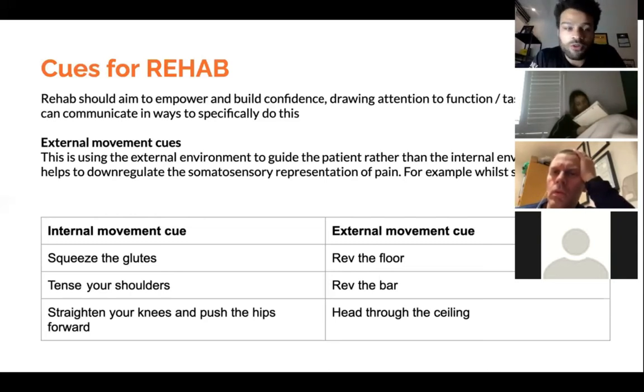An internal movement cue might be squeeze the glutes. An external movement cue, which does the same thing, for example while squatting, is rev the floor. Tense your shoulders, that's an internal movement cue. Rev the bar is an external movement cue. Straighten your knees and push the hips forward, or you could say push your head through the ceiling when you're squatting.